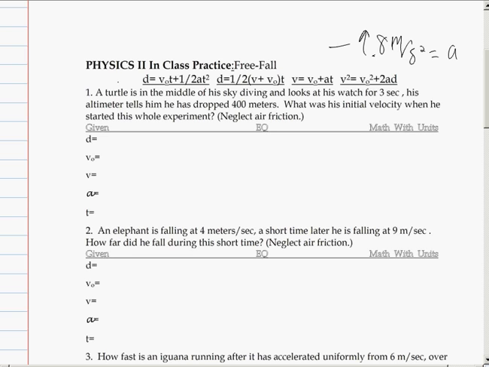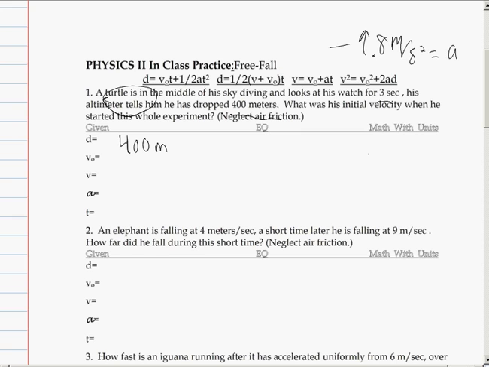So we got a turtle. He's in the middle of the sky skydiving. He looks at his watch for 3 seconds, and he finds he's dropped 400 meters. What's his initial velocity when he started the whole experiment? We're going to neglect air friction. Well, he fell 400 meters.